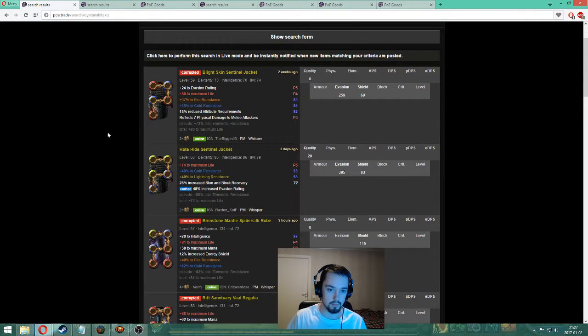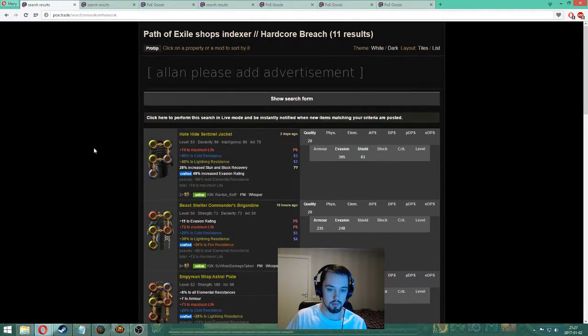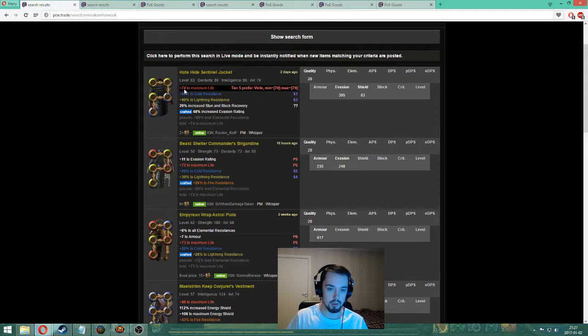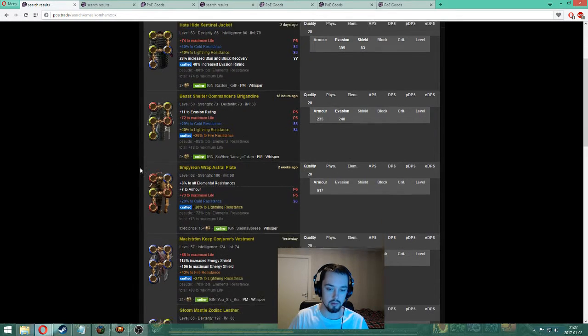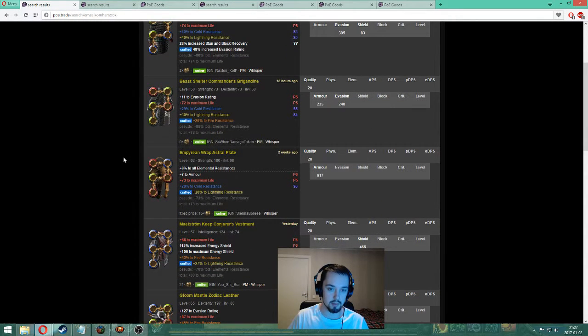We see here we for sure don't want corrupted, though. Let's remove the corrupted ones. Corrupted, no. 11 results. So we see here this one is a tad bit worse than ours, and the dexterity evasion base isn't too valuable. You can see as soon as we move into other types of bases that has strength or dex, or purely strength, or purely int, we reach higher price.